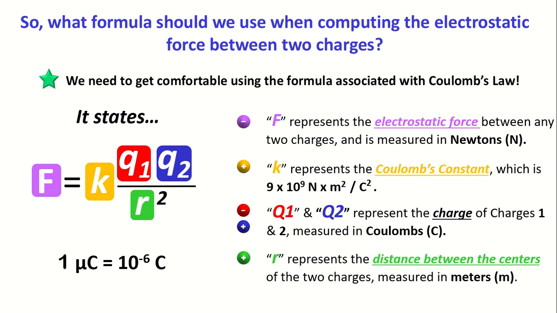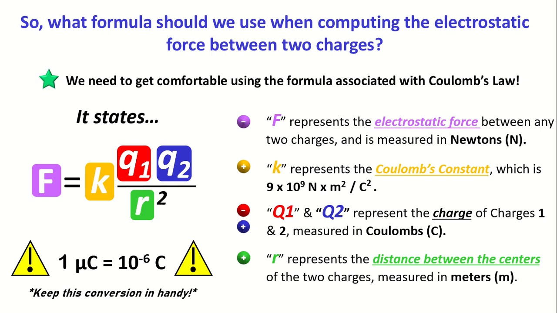One huge thing to remember is this conversion: 1 microcoulomb is equal to 10 to the minus 6 coulombs. It's very imperative that we know that, because if a problem gives us the units in microcoulombs, we need to make sure we convert to coulombs, because the Coulomb's law formula is only conducive to the unit of coulombs, not any other. It can't be microcoulombs, picocoulombs, nanocoulombs, stuff like that. So keep this conversion handy.